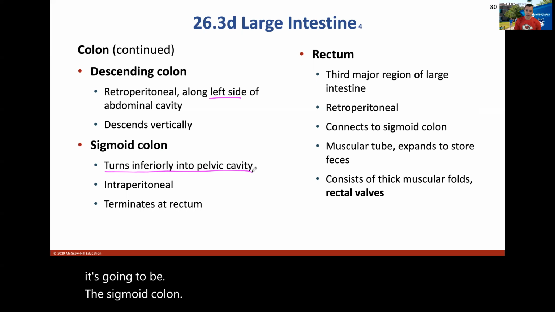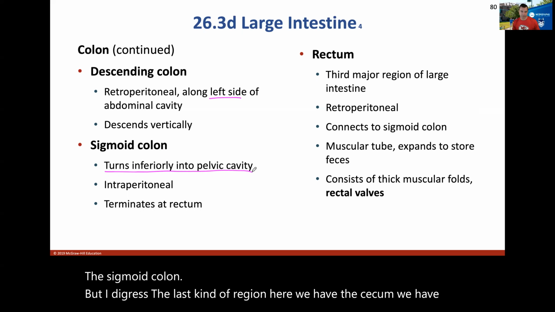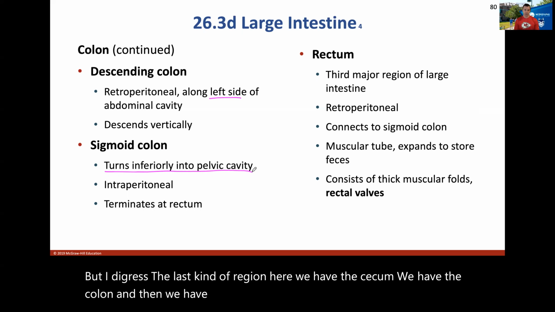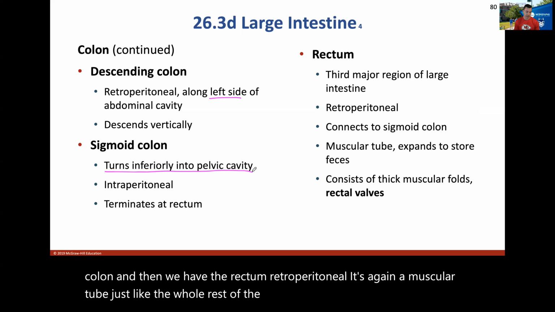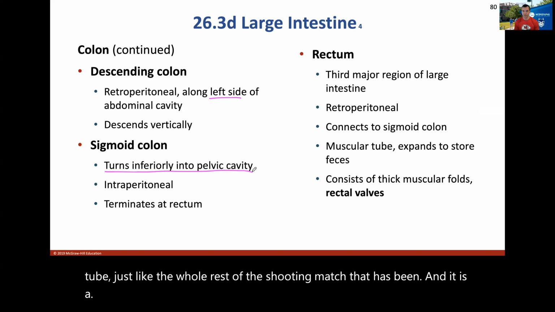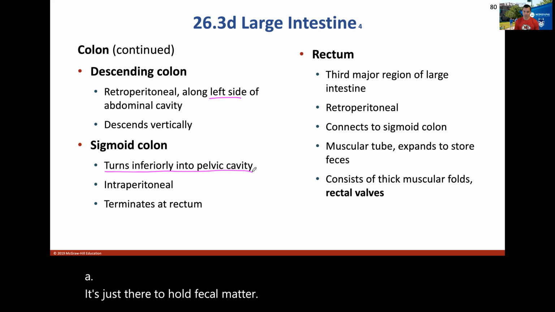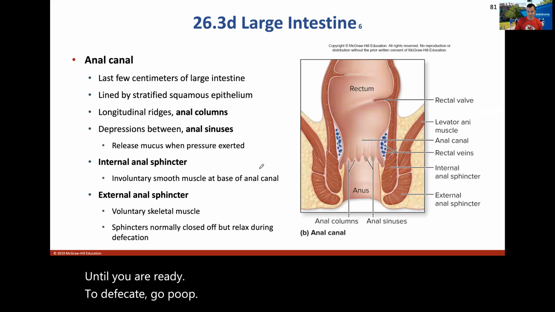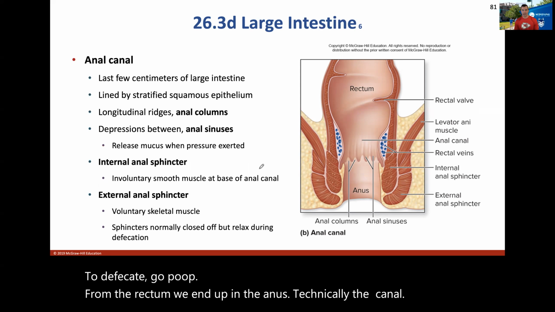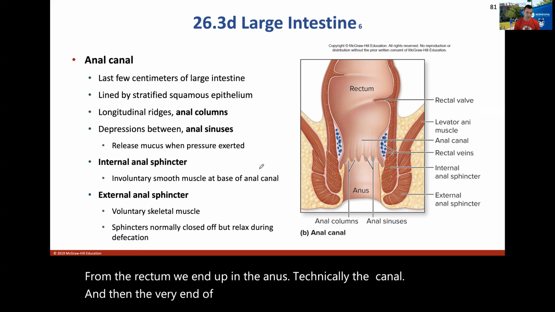But I digress. The last region here: we have the cecum, we have the colon, and then we have the rectum. It's retroperitoneal, and again a muscular tube, just like the whole rest of the shooting match. It's just there to hold fecal matter until you are ready to defecate, go poop. From the rectum, we end up in the anus, technically the anal canal, and the very end of the poop shooter is the anus.